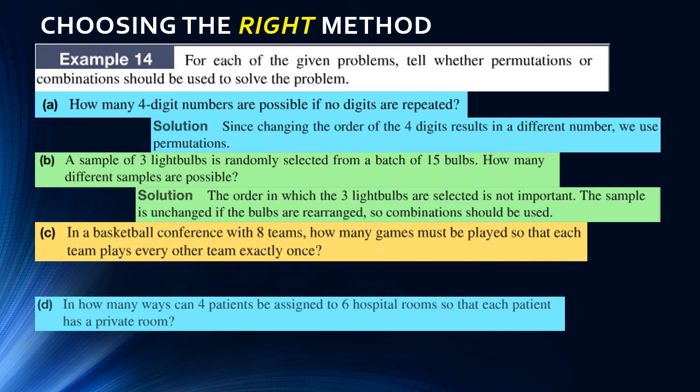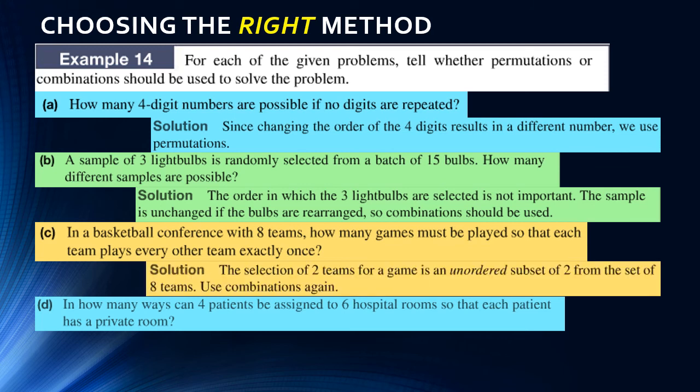In a basketball conference with eight teams, how many games must be played so that each team plays every other team exactly once? So ask yourself, when you get stuck on these problems, give yourself an example, all right? So, is the game Dallas playing Miami different than Miami playing Dallas? No, of course it's not. It's the same game, we just put the team names in different order. So in this case, order doesn't matter.